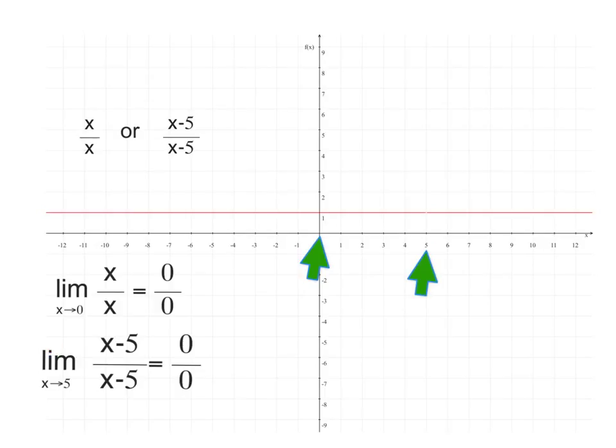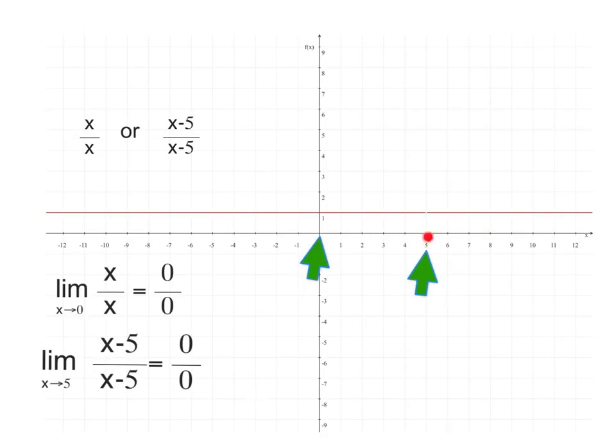Similarly, we have these limits down here resulting in an indeterminate value of 0 over 0. However, when you take a look at the graphs of these functions, x over x and x minus 5 over x minus 5, which actually share graphs, if you look at x approaching 0 of this function, the function value is not at 0, which 0 over 0 may suggest, but rather it's at the constant value of 1.